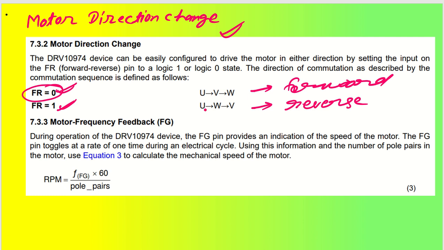Coming back to the motor frequency feedback pin, you will be seeing a frequency signal which can be decided by this. So that will be the RPM, which is RPM equal to FG times 60 divided by pole pairs. So that is going to give you the frequencies that will be coming as feedback speed.